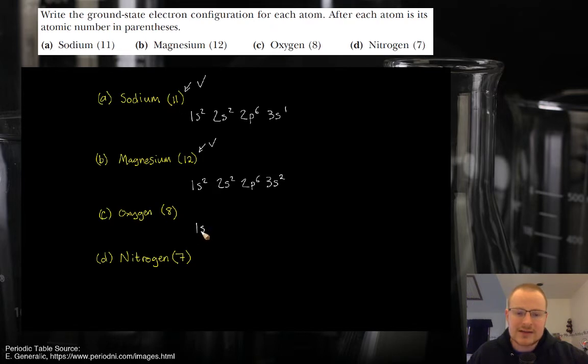Oxygen is 1s2, 2s2, 2p4. And we check that by adding 2 plus 2 is 4, 4 plus 4 is 8. So that checks out. And nitrogen, we said, has a configuration of 1s2, 2s2, 2p3. And we can check that by seeing that 2 plus 2 is 4, 4 plus 3 is 7. So all of these check out.